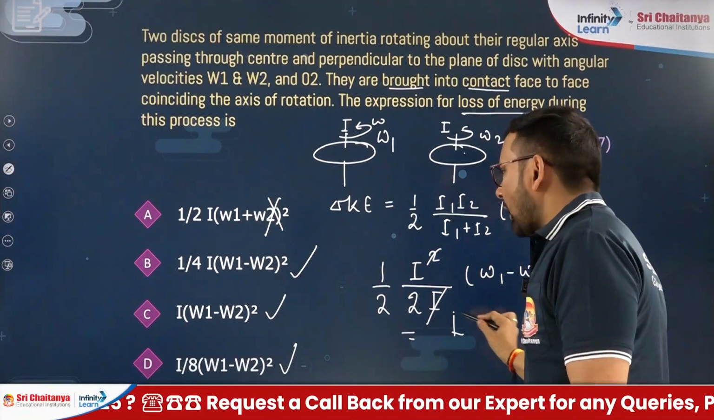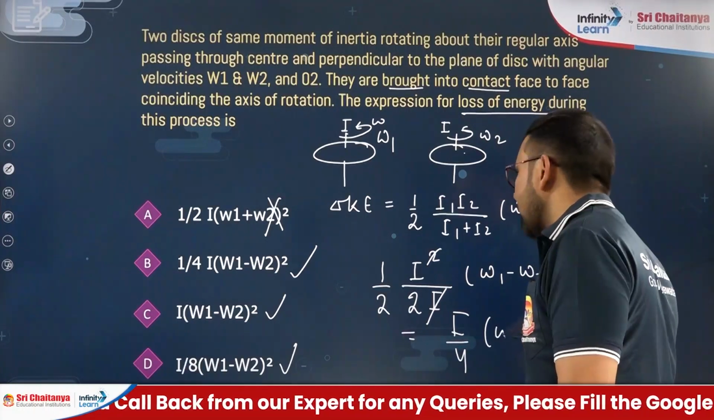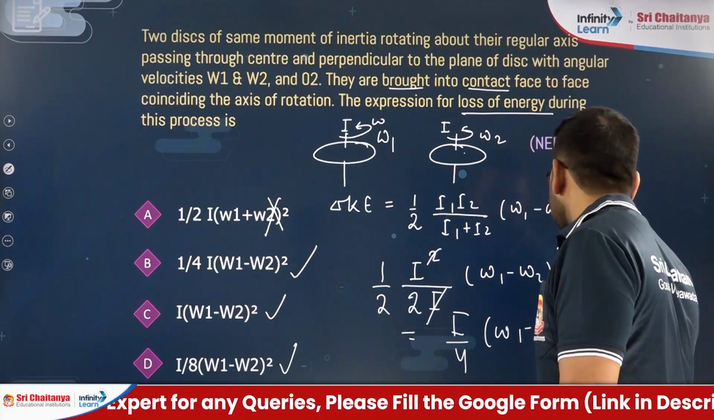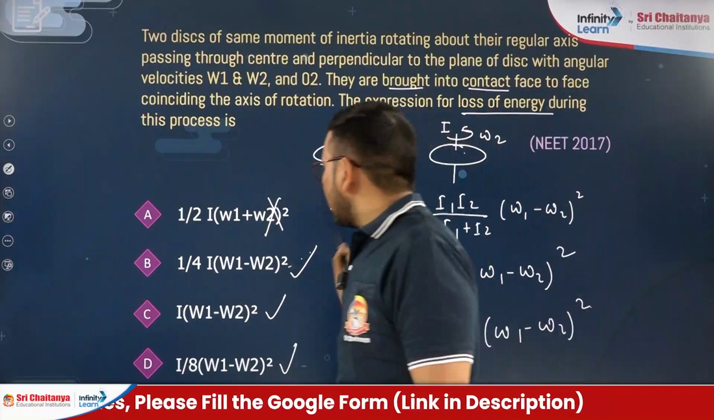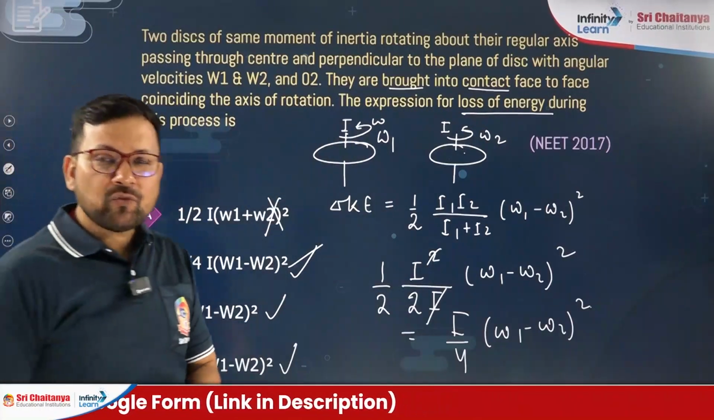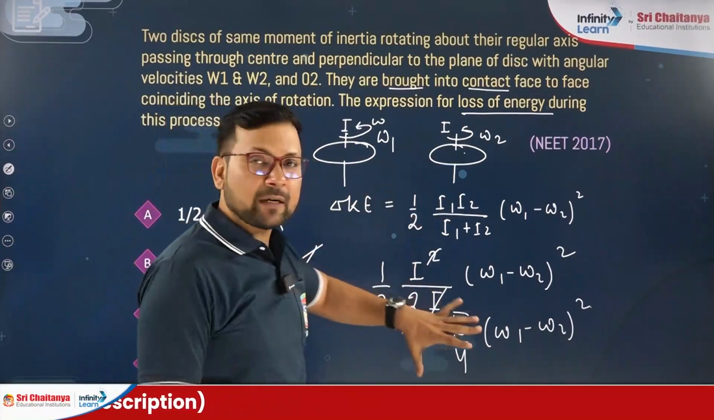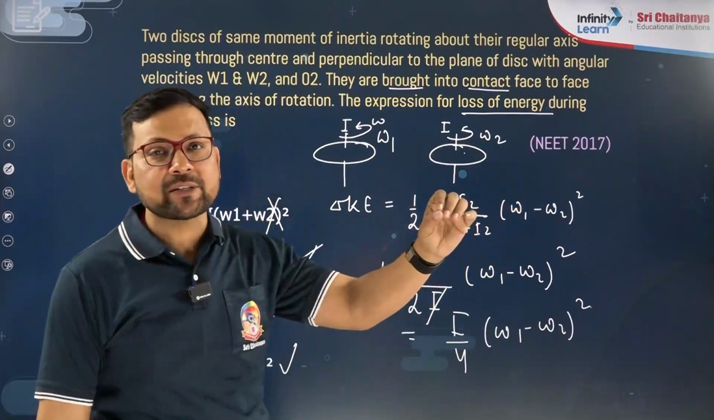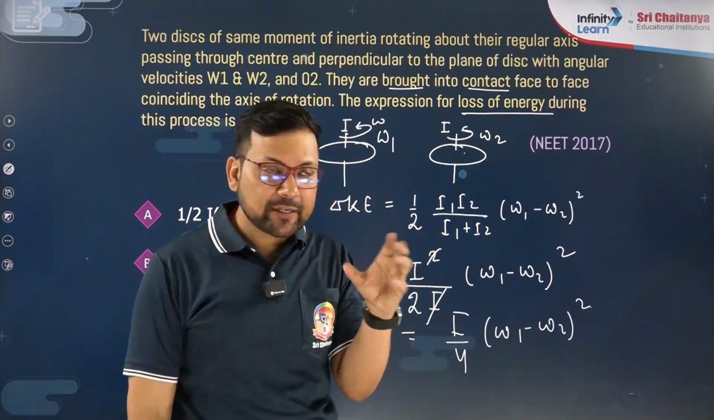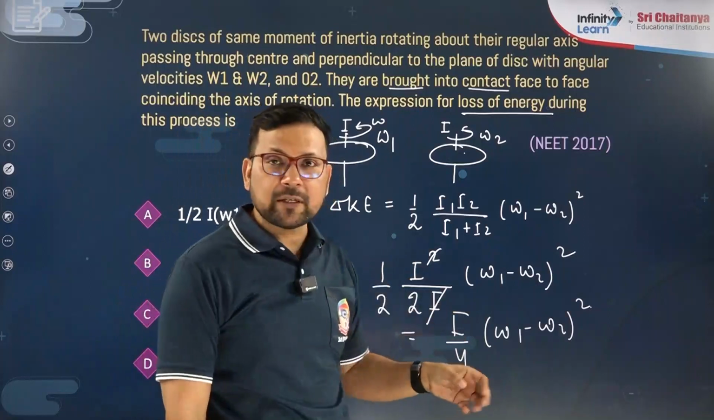This is equal to I by 4 omega 1 minus omega 2 square. That way we will go with this option. So what formula is involved? Try to understand. This is just like an inelastic collision question. There it was with linear velocity, here it is with angular velocity.